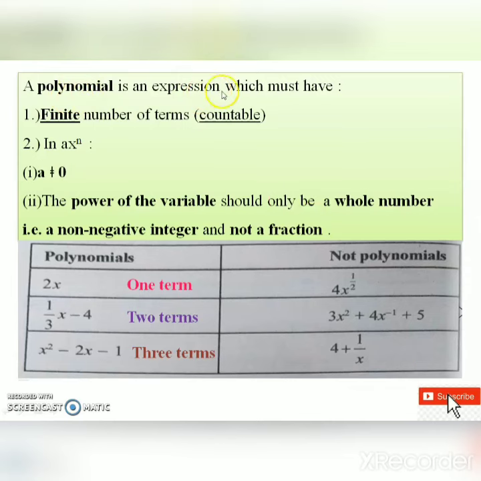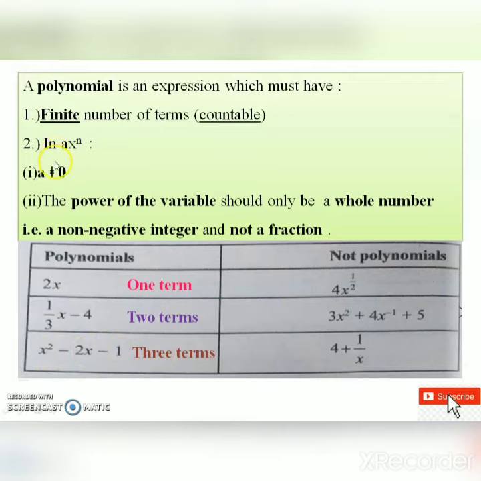So a polynomial is an expression which must have a finite number of terms. That is, it should have a countable number of terms. For example, 2x is one term. 1 by 3x minus 4 is two terms, because 1 by 3x is one term and minus 4 is another term. In x squared minus 2x minus 1, x squared is one term, minus 2x is the second term, and minus 1 is the third term. So three terms are present.